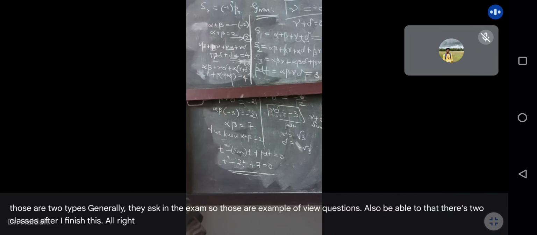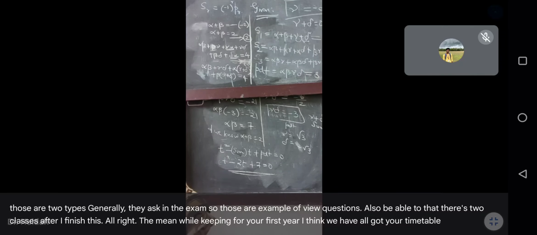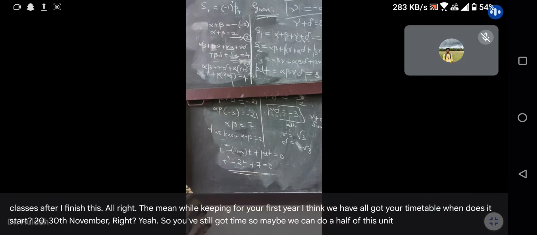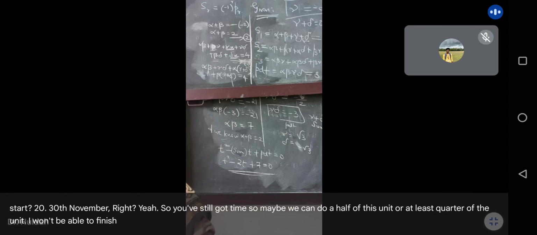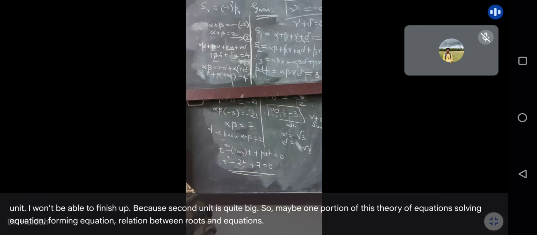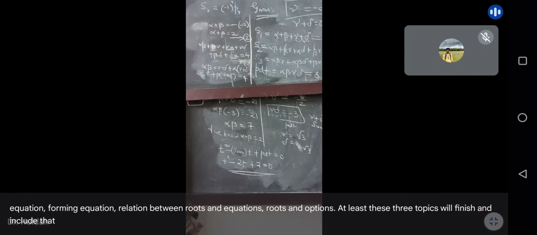All right. Meanwhile, keep preparing for your first internal. I think you have all got your timetable. When does it start? 30th November, right? So you've still got time. Maybe we can do at least a quarter of the unit. I won't be able to finish half because the second unit is quite big. So maybe in this theory of equations, solving equations, forming equations, and relation between roots and coefficients, at least these 3 topics we'll finish and include for the first internals.